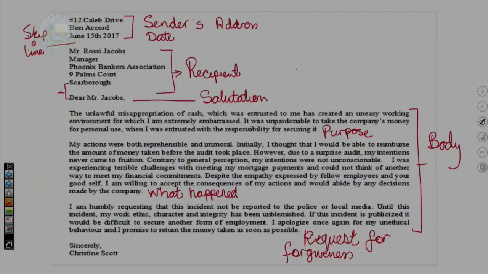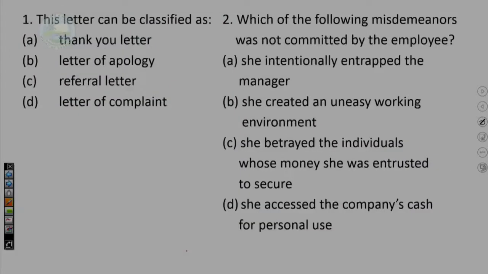And then we get to our complimentary close. Sincerely, Christine Scott. We are seeing all of the structures, all of the elements that you're required to put into your formal letter, and in this case, apology. So after you've read it, let's take a look at some questions that you can be asked in a comprehension setting for multiple choice.